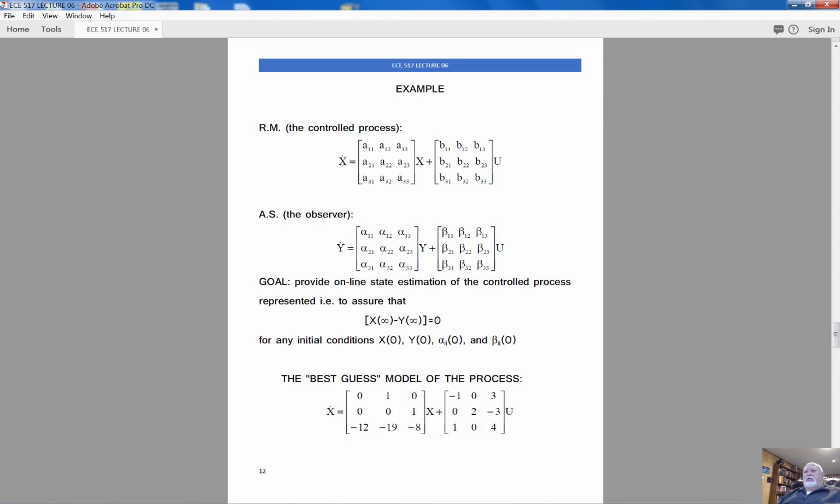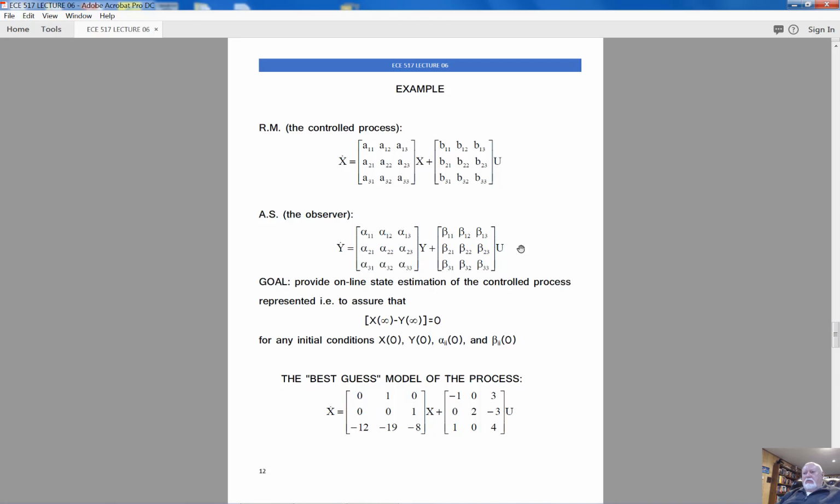The reference model or controlled process is defined by this expression. This is matrix A, and this is matrix B, and we don't know matrix A very accurately, and we don't know matrix B very accurately. For the adjustable system, for the observer, we have state vector Y, the same dimension as state vector X. We have adjustable alphas and adjustable betas. And this is a parallel configuration, as you can see. The same vector or scalar U is applied to both of them.